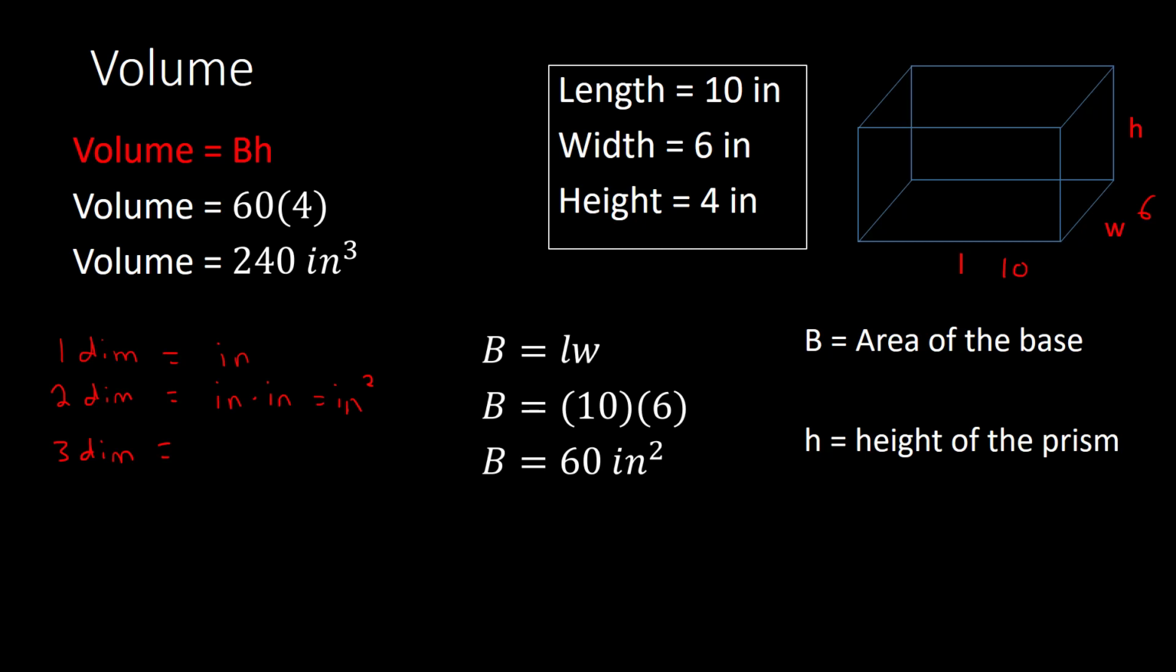And then for 3 dimensions, we're going to have something like in this scenario, where you take inches for the length, times that by inches for the width, times that by inches for the height, which gives you inches to the 3rd power. So either way you want to think of this, you can think of this as multiplying the units, or you can think of this as 1 dimension would have inches to the 1st power, 2 dimensions would have inches to the 2nd power, and 3 dimensions would have inches to the 3rd power.